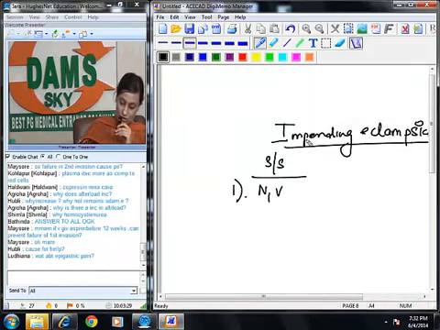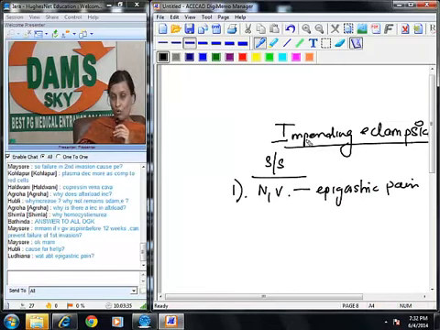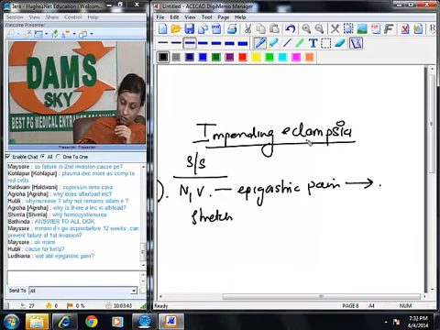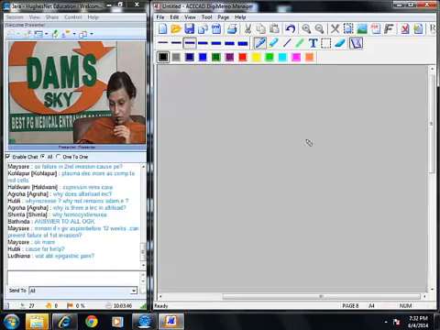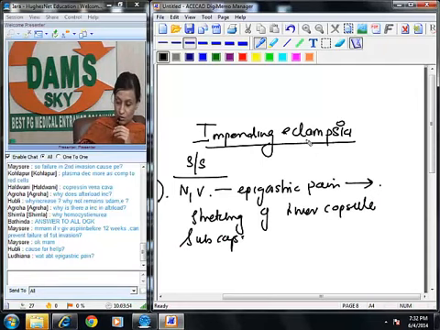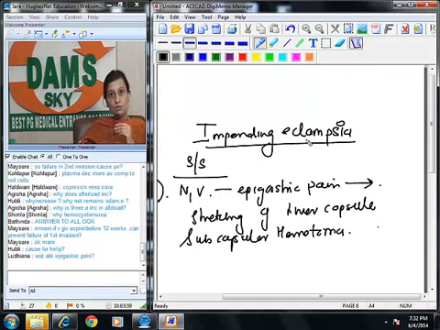The first symptom is described as nausea, vomiting, and epigastric pain. These symptoms occur because of stretching of the liver capsule, the Glisson's capsule, which occurs because of formation of subcapsular hematomas. This stretching of the capsule is what produces nausea, vomiting, and epigastric pain. So these are the first kinds of signs and symptoms with impending eclampsia.